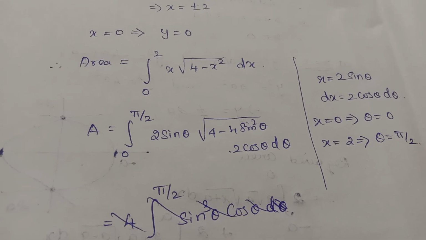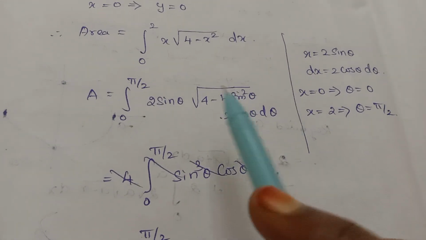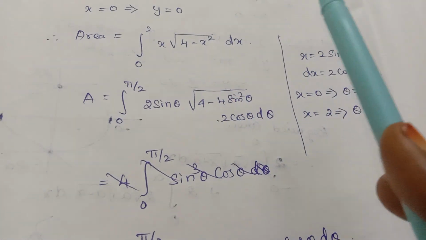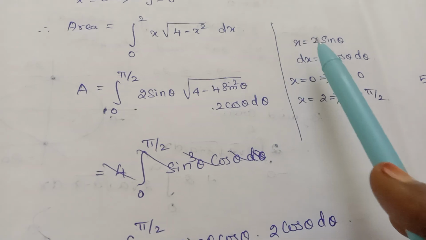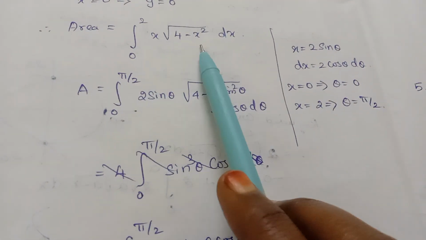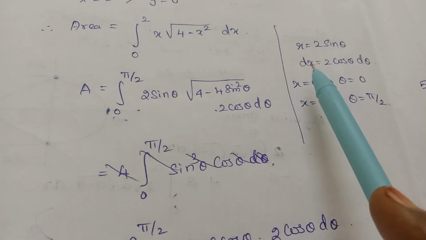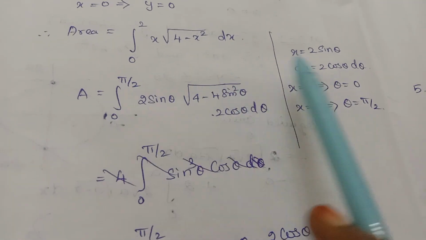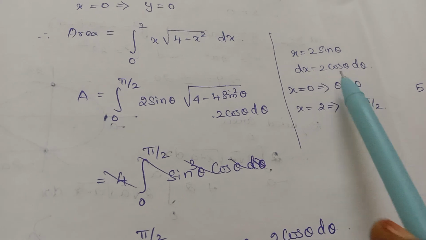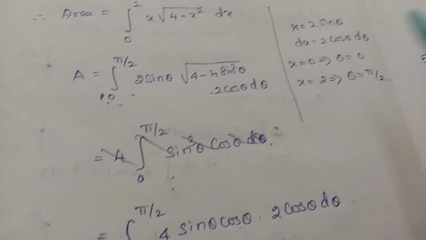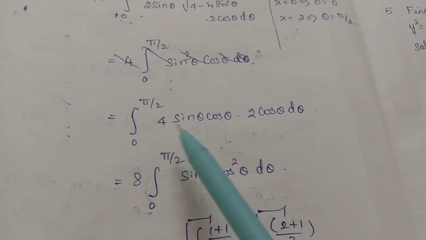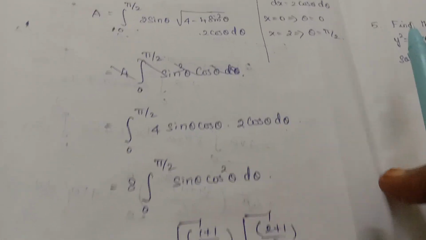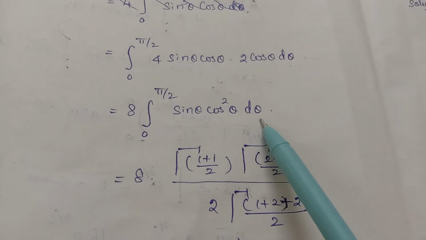Here, instead of doing the direct integration, I am making use of substitution method. Directly also you can integrate by taking x square equal to t. Now I am going to take x equal to 2 sin theta. So this will be root of 4 minus 4 sin square theta, and instead of dx, you have to substitute 2 cos theta d theta. And x equal to 0 means theta is also equal to 0, and x equal to 2 means theta equal to pi by 2. So integral 0 to pi by 2, 4 sin theta cos theta into 2 cos theta d theta. So sin theta into cos square theta d theta.